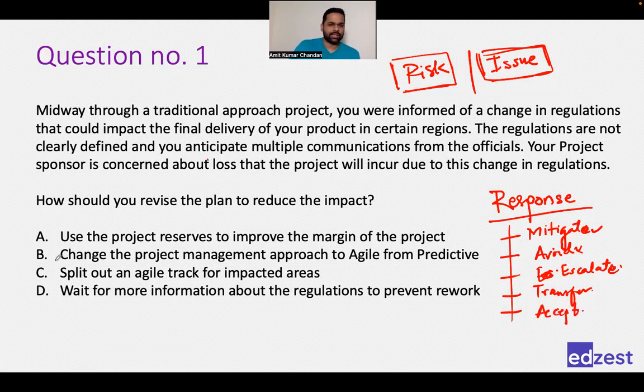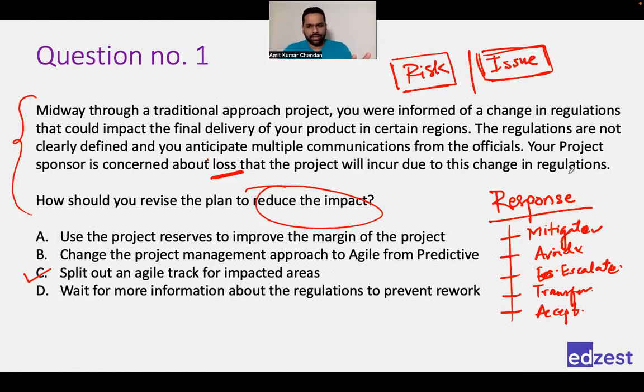So what is this talking about? What is this response, or what is the question talking about? Which kind of response? Mitigate. Right. So we are not able to eliminate the risk, right? There is still a risk. There will be impact. Maybe there will be some loss, whatever loss they are talking about. Okay, but this is mitigate. Mitigate means reducing the impact, right?